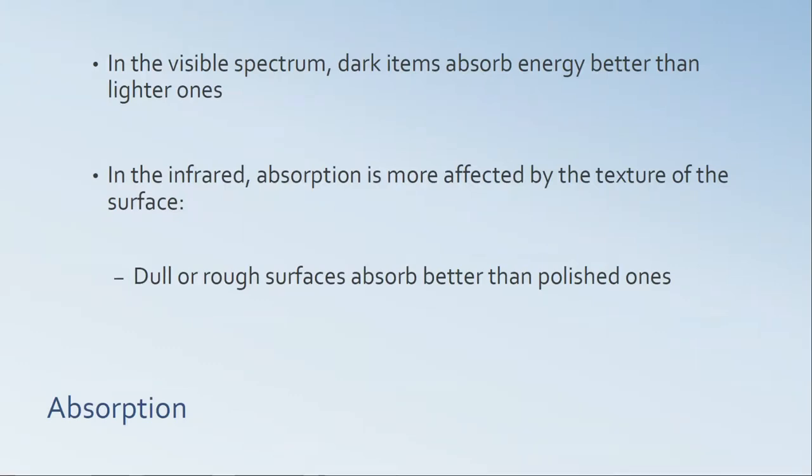And in the infrared spectrum, absorption is more affected by the texture of a surface. So outside the wavelengths of visible light, texture is more important than, say, the color of the object in visible light. A duller, rough surface in infrared is going to absorb that energy better than a polished surface like a piece of metal or a mirror.